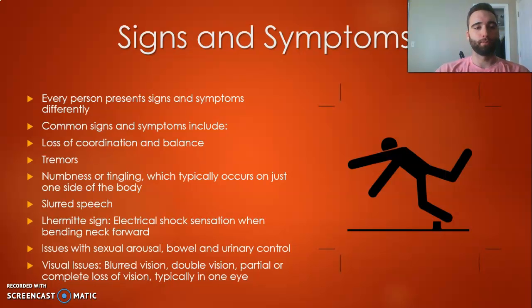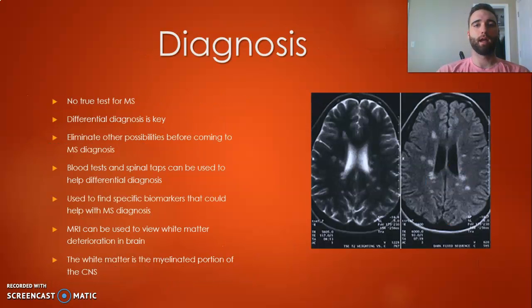There's a sign called the Lhermitte sign, which is an electrical shock sensation every time you bend your neck forward. And then you have issues with sexual arousal, bowel and urinary control are lost, so you're going to have incontinence, and visual issues such as blurred vision, double vision, partial or full loss of vision in one side of the eye, and then we also have potential pain behind the eye.